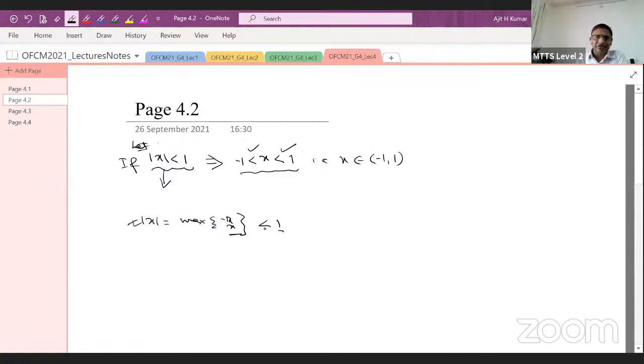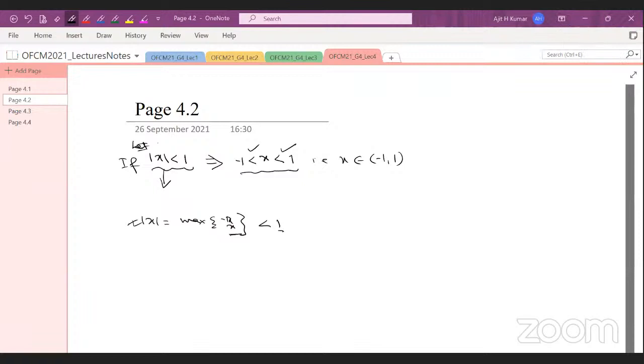Now can we say the other way around? Is the converse also true? So now what do I have? If mod x is less than 1, then it implies this. So what will be its converse? We have already seen how to write the converse.